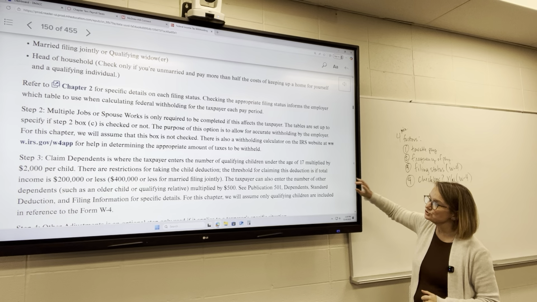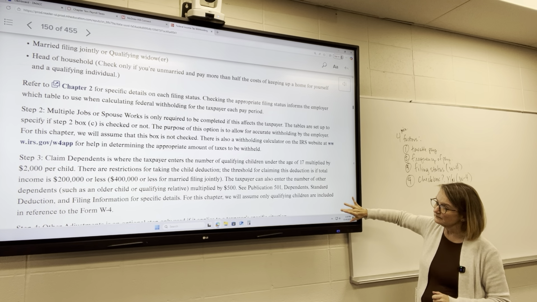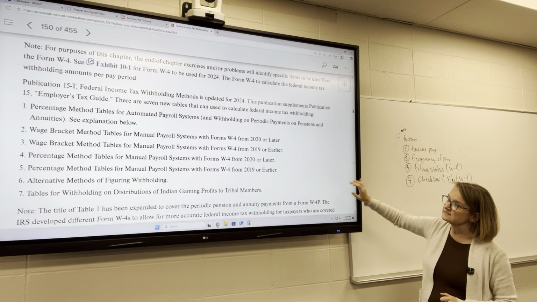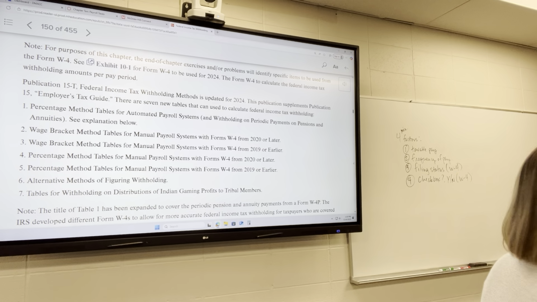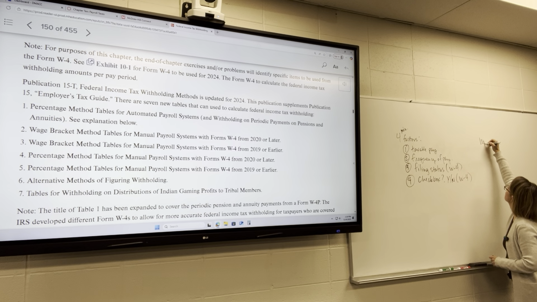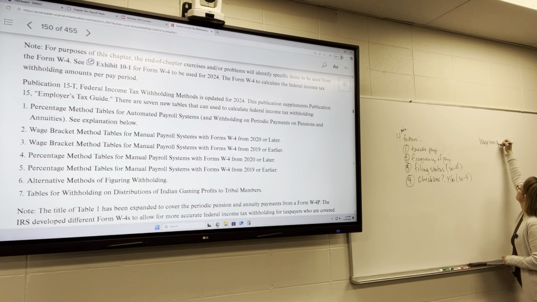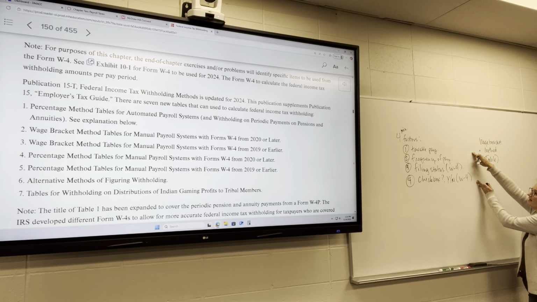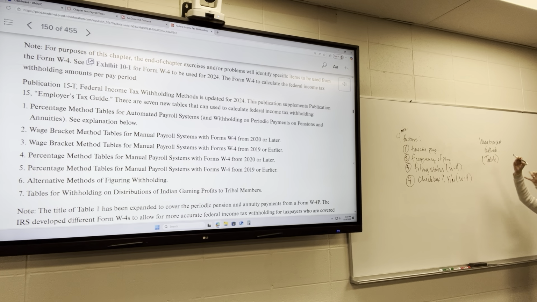Now remember, I've already gone through all of that. There are essentially 2 different ways to determine how much to withhold. We have our wage bracket method, and this method uses a table. We take all those factors and we apply them to the table, and we come up with a number for the amount of withholding. But because it's a table, it has an end point. It doesn't go on for infinity.